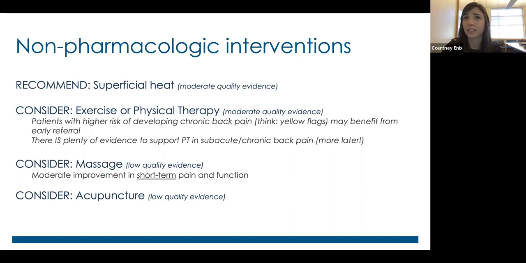Then some other things to consider: massage therapy can be helpful. There's some low quality evidence of short-term improvement in pain and function, and patients like getting massages. It is an actual order that you can put in as a referral. There is some variability with insurance coverage for massage therapy, so tell your patients that up front if they are coming in requesting it. And acupuncture, same thing. There's some low quality evidence. Something that I didn't put on this slide is spinal manipulation or going to a chiropractor. I have had plenty of patients ask me about that.